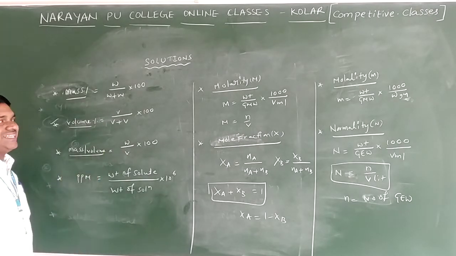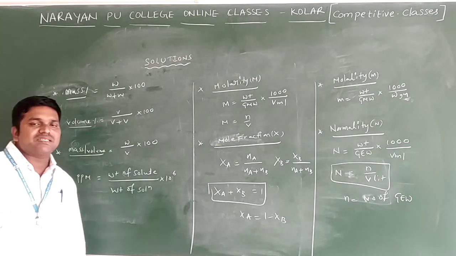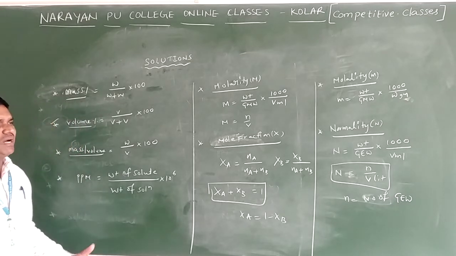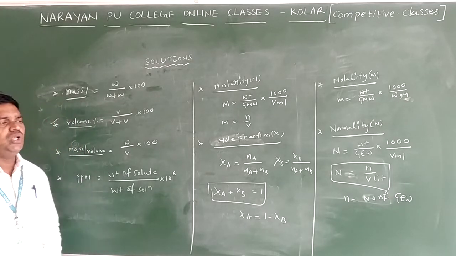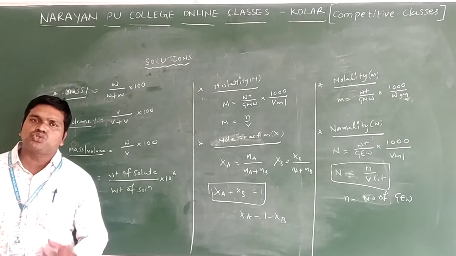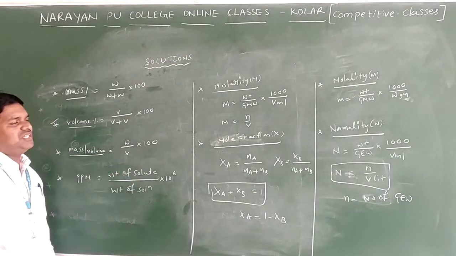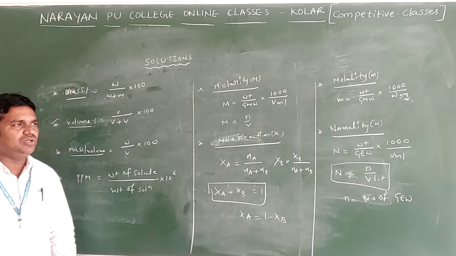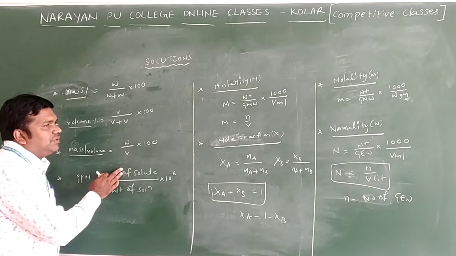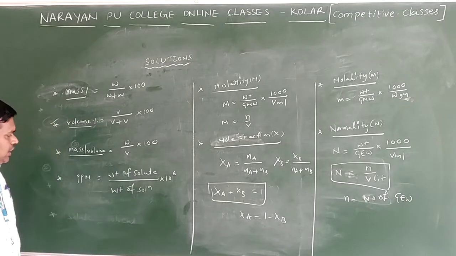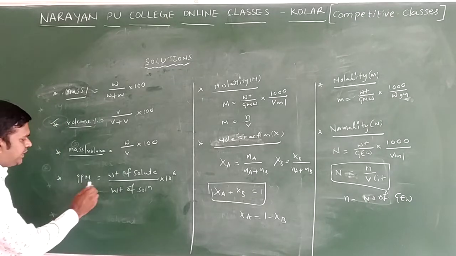Now we have the next concentration term, mass by volume. What is this mass by volume? Mass of the solute present in 100 ml of the solution, we are calling as mass by volume. So W can represent weight of the solute or mass of the solute, by V, volume of the solution, into 100 over.